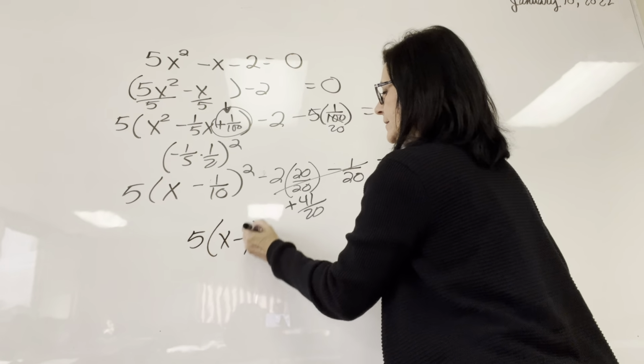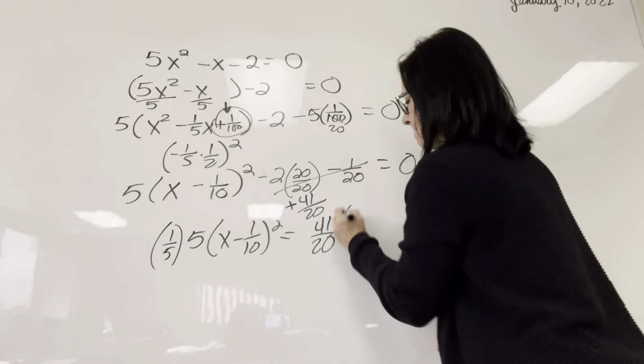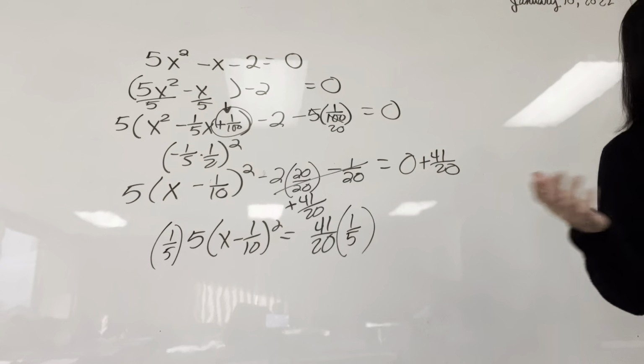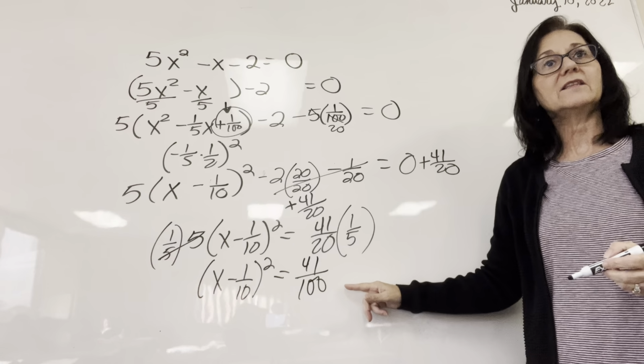What do I want to do next? Multiply by 1/5. I want to move this 5 to the other side, so I'm going to multiply by 1/5. What's 1/5 times 5? 1, right? So this eliminates, and I'm left with x minus 1/10 squared equals 41/100. Now I take the square root of both sides.